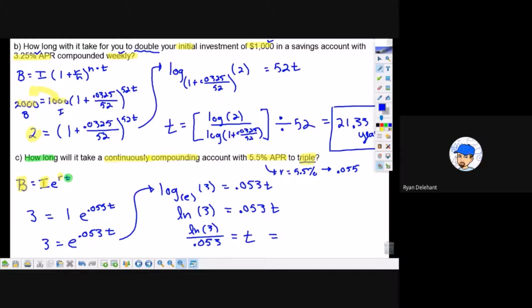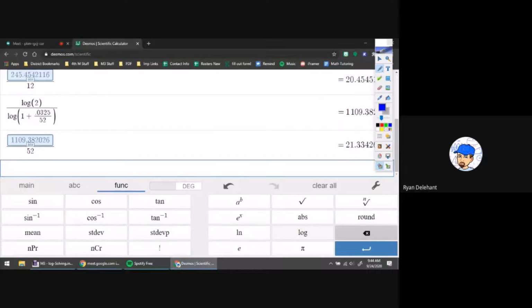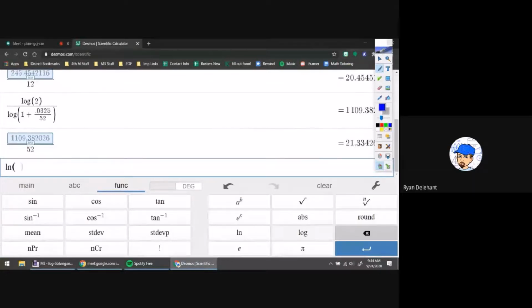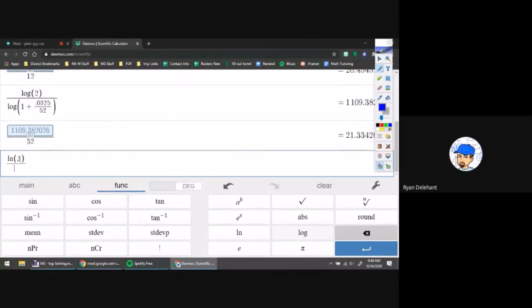And that will tell me how long this takes to triple. So the natural log of 3 divided by 0.053. So we're going to go ln of 3, and we're going to divide it by 0.053, and we get 20.73. And we're rounding up because after the 2, there's an 8. That turns that into a 3, so 20.73.